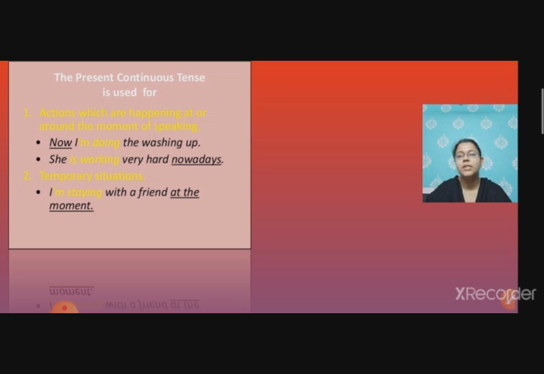We also use present continuous tense for temporary situations. That means the action which doesn't continue on a permanent basis. That means जो action थोड़े समय के लिए होता है वो. I am staying with a friend at the moment. So right now I am staying with my friend. After some time I would be moving out of her house. मतलब अभी हाल में मैं उसके साथ रह रही हूँ. So here this indicates the activity which is going on right now. मतलब जो action अभी हो रहा है. For that action we are going to use present continuous tense.